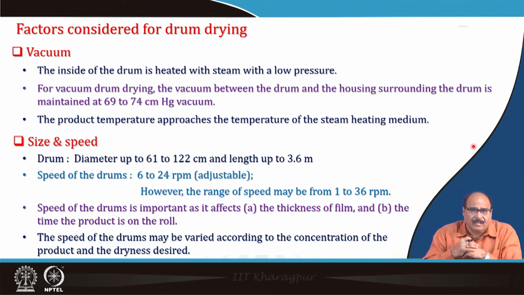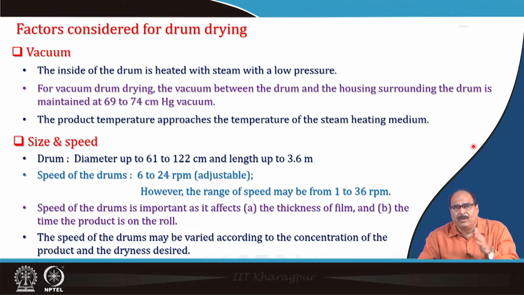Okay. Then speed of the drum is an important factor, as it affects the thickness of the film as well as the time the product is on the roll. So the speed of the drum may be varied according to the concentration of the product and the dryness desired.